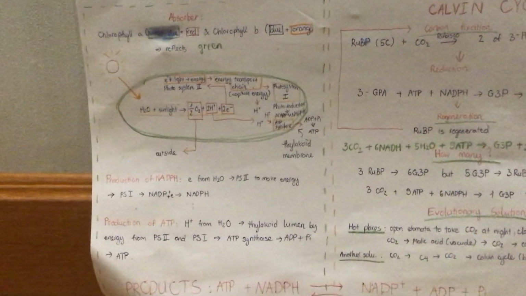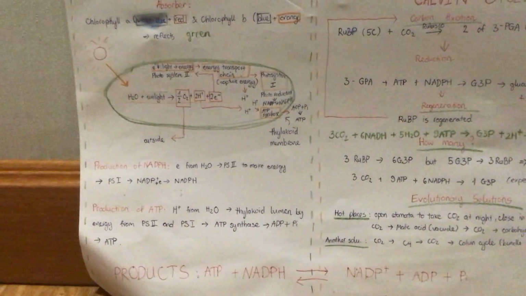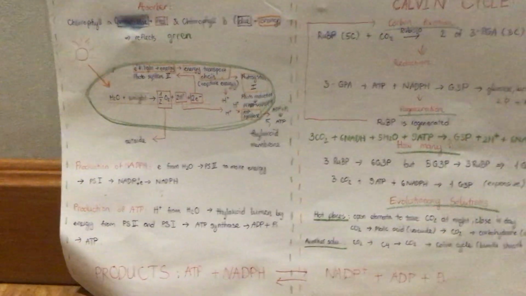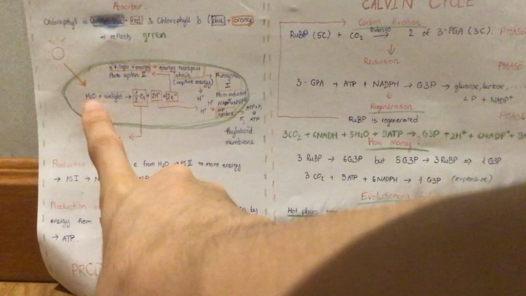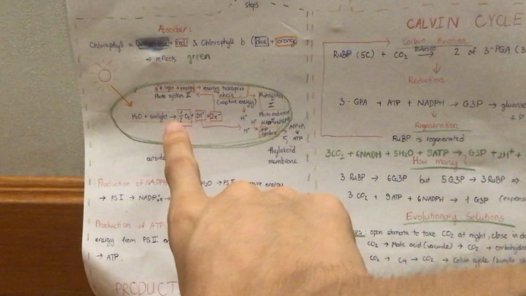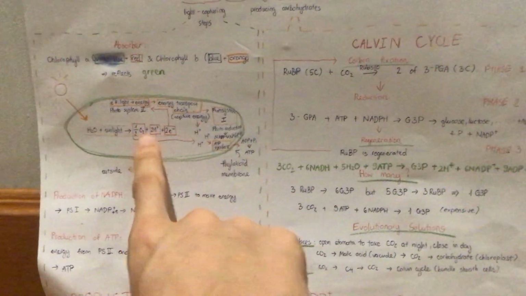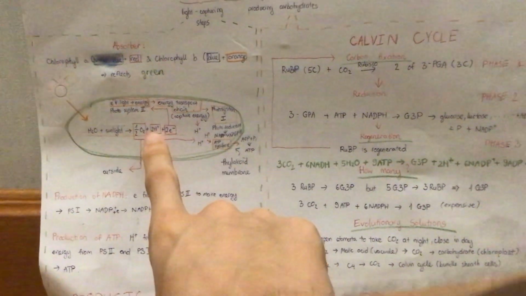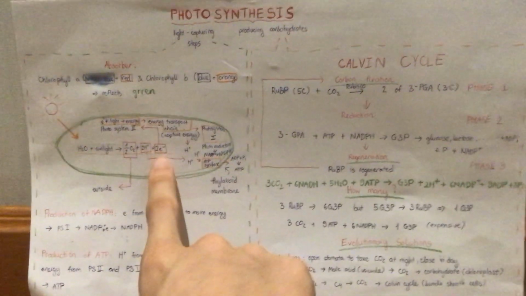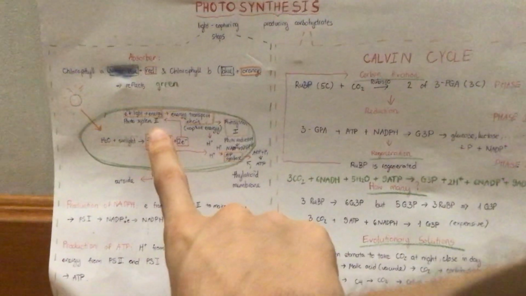So this is a close-up of the process inside of a chlorophyll. This is what happens. This is the water that the plant takes in through the roots. When sunlight strikes, it breaks the water into oxygen, hydrogen positive ions, and electrons. These electrons move to photosystem 1.